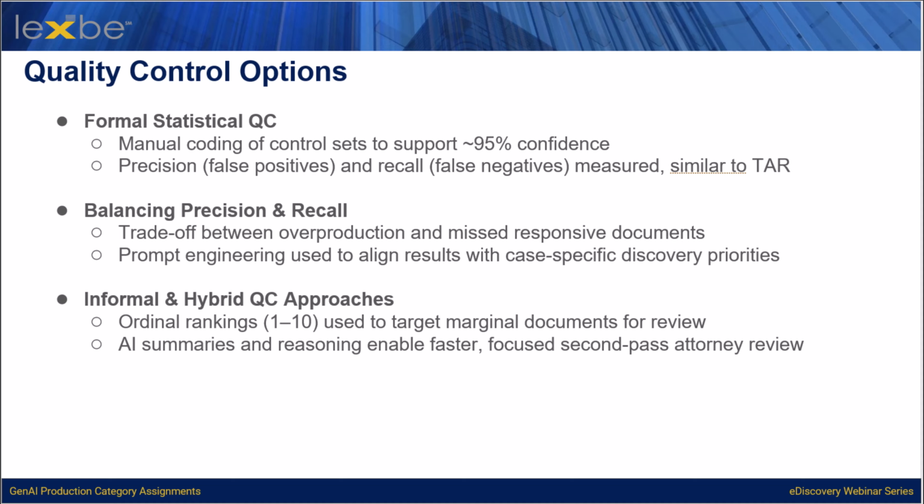Precision and recall are inherently in tension. The easiest way to achieve 100% recall with zero false negatives is to produce all documents, which would result in an extremely low precision and it would be an impermissible data dump. Conversely, producing only a single responsive document would yield 100% precision and zero false positives, but at the cost of an unacceptably low recall rate.